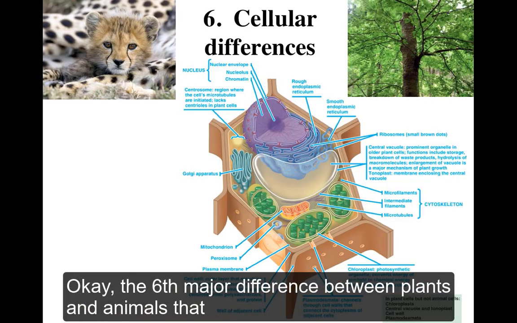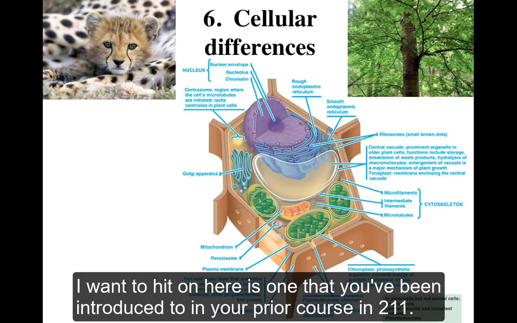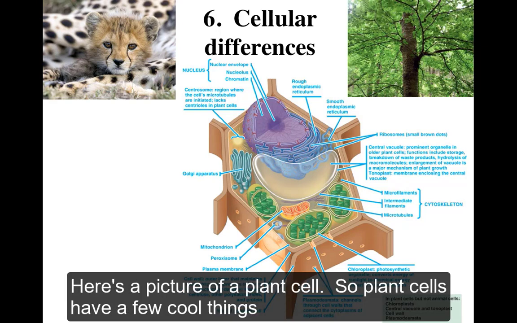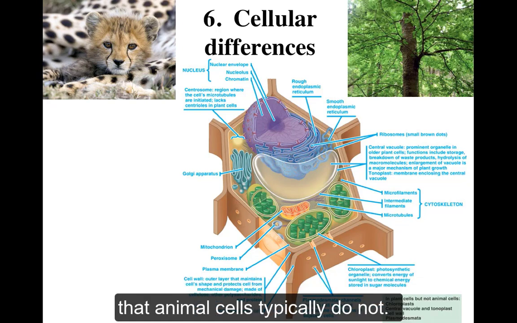Okay, the sixth major difference between plants and animals that I want to hit on here is one that you've been introduced to in your prior course in 211, and that is cellular differences. But just a quick recap here. Here's a picture of a plant cell. So plant cells have a few cool things that animal cells typically do not.